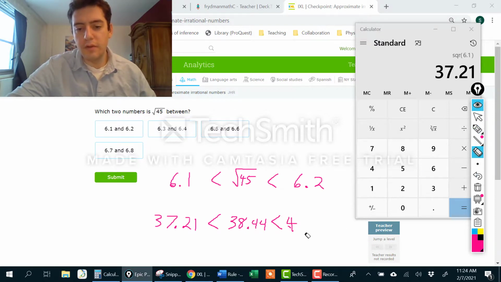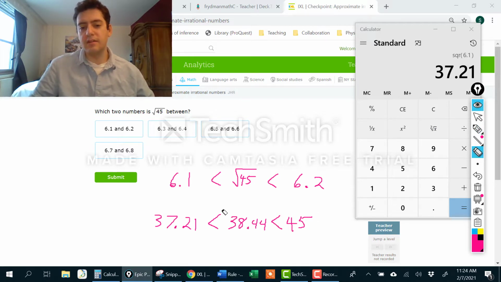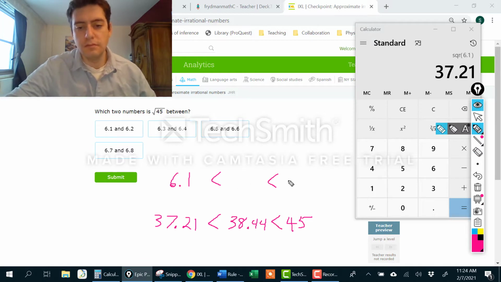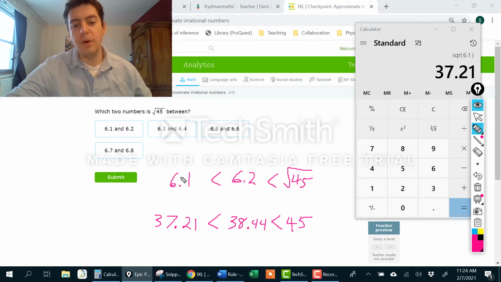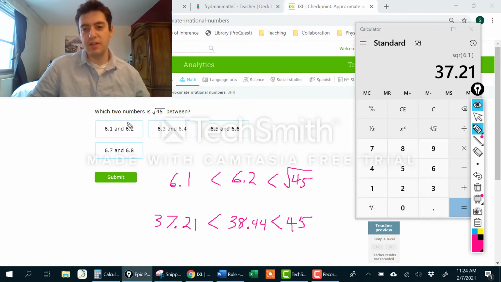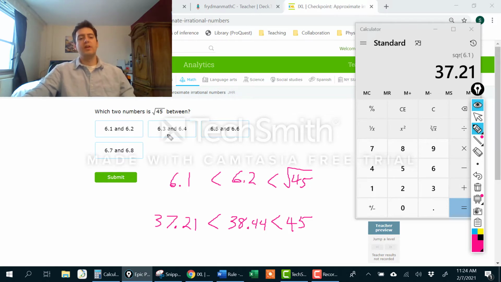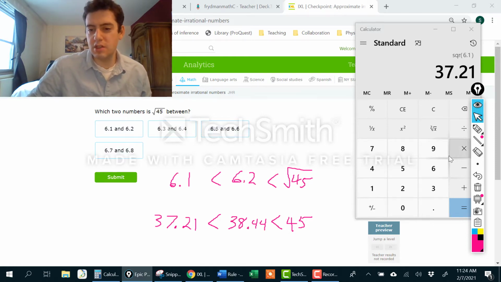Then I want 45 over here, which means that the square root of 45 is actually greater than both of these numbers. So it's not in between these two numbers. Now I could continue on in this fashion for all of these. But you're probably thinking to yourself right now, well, wouldn't it be easier just to put the square root of 45 into the calculator and see which one it lies between? And yes, you're right. So let's just do that.